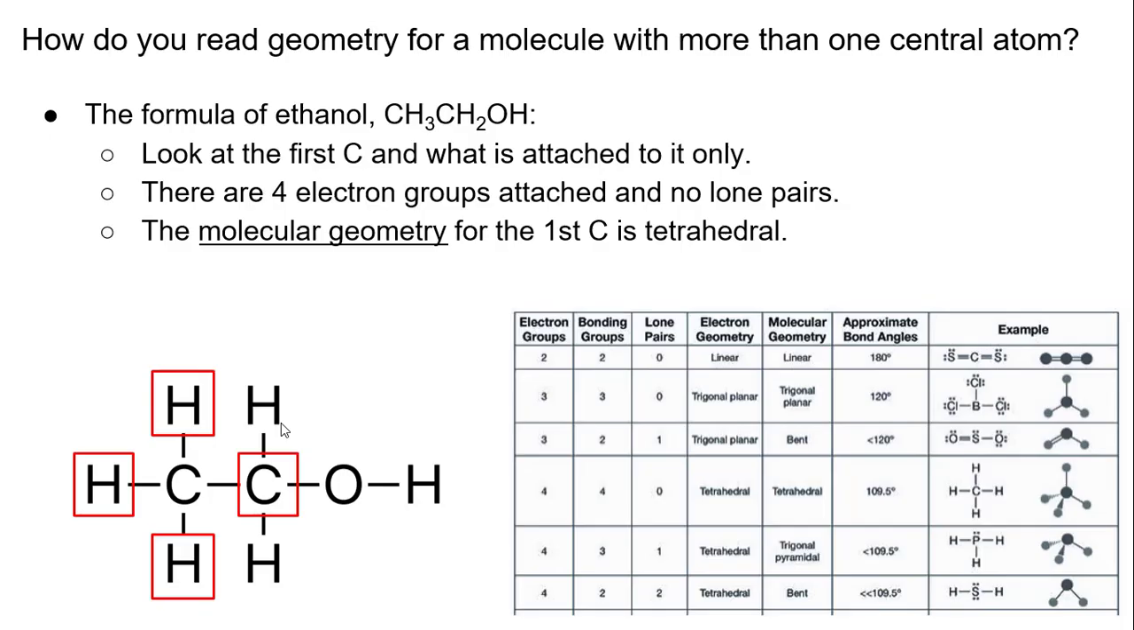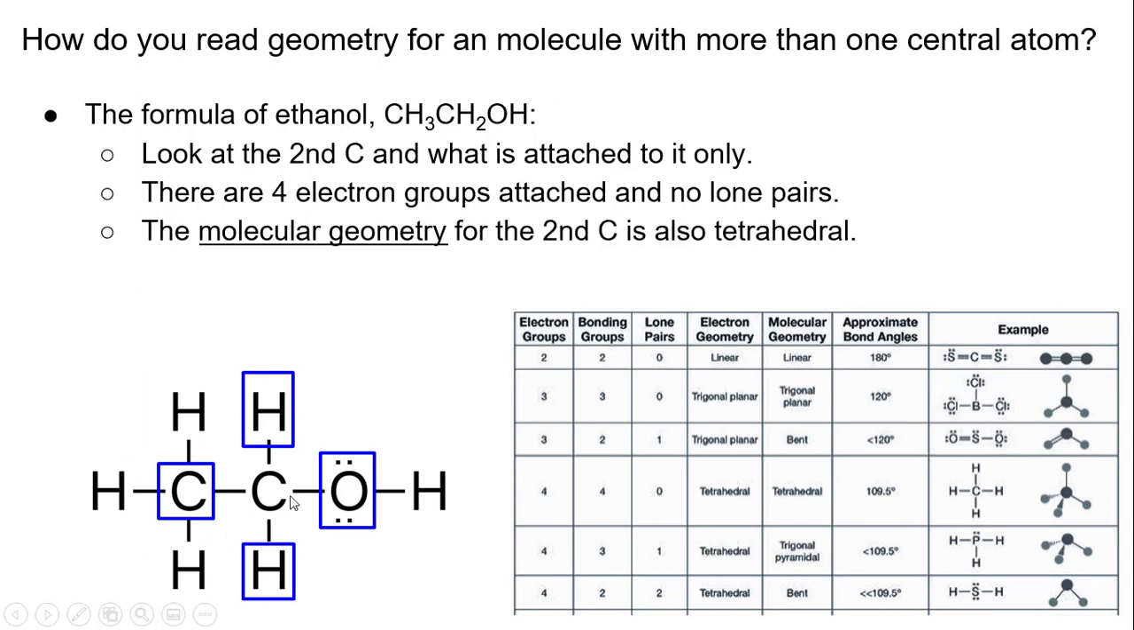Okay, so how do you read this if you have a molecule with more than one central atom? I'm going to show you here with ethanol. Again, you count what's attached to it. So this would be 4 bonding groups, 0 lone pairs. This is tetrahedral and tetrahedral. If it doesn't have lone pairs, the geometries match.